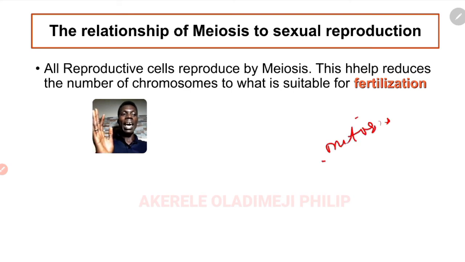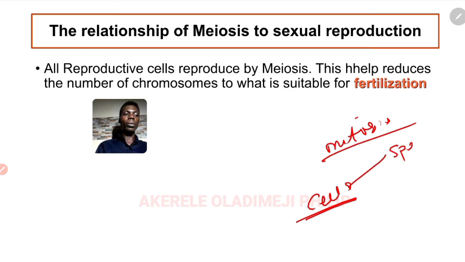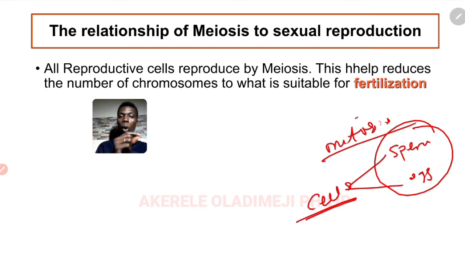Mitosis, except for reproductive cells. Please, I didn't say reproductive organs. No, reproductive cells, which means in the case of a man, it's going to be sperm cell. In the case of a woman, it's going to be egg cell. Now, when I said reproductive cell, I mean just the cell, not the organs producing them.